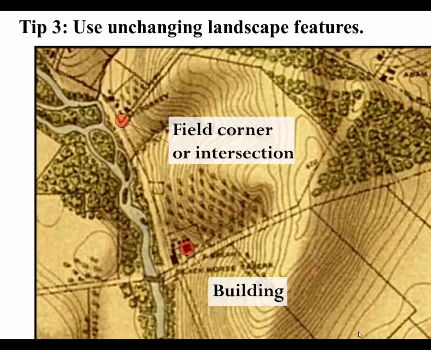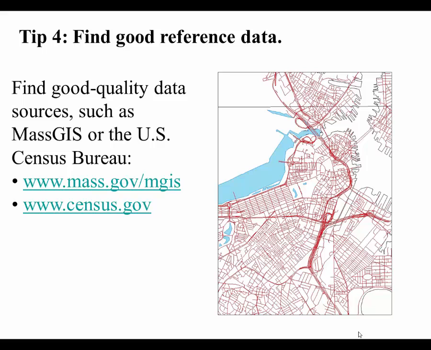The worst referencing features generally have to do with water. Rivers, coastlines, even along an ocean coast, tend to change and so are not stable references for control points. And lastly, find good reference data. Finding good quality data sources, such as this street layer and water layer from the Massachusetts GIS office, or data from the U.S. Census Bureau, tends to provide really high quality references for georeferencing.